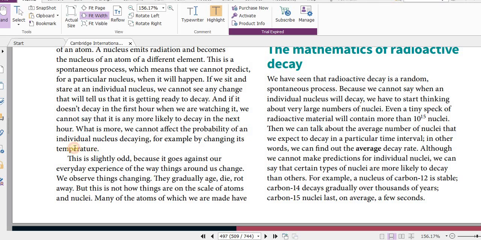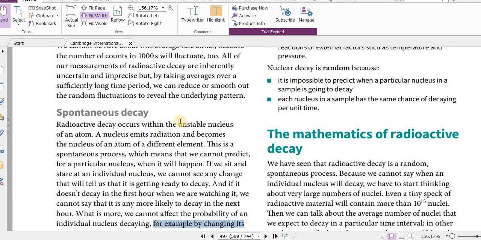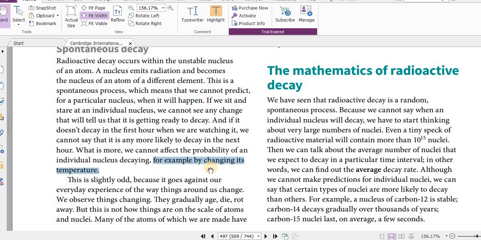Okay, so this was a question that was asked in the exam. They had asked whether the temperature will affect the decay. So the answer is no. So we cannot affect the probability of an individual nucleus decaying, for example, by changing the temperature. Now these things you can note down. So what is spontaneous decay and what factors do not affect that. And we cannot predict. We don't know which nucleus will decay next.